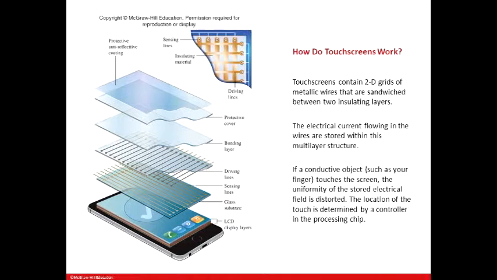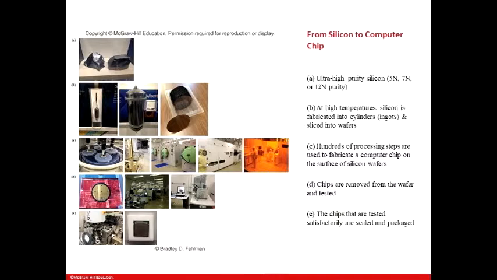So these cell phones, this slide from silicon to computer chips, we have chips inside all these electronic devices. So how do we get there? Well, we get there by starting with that 12N pure material. You notice here it says 5N and 7N or 12N. It depends on the application. But the highest purity we have is 12N, and that's what the electronic industry really likes.